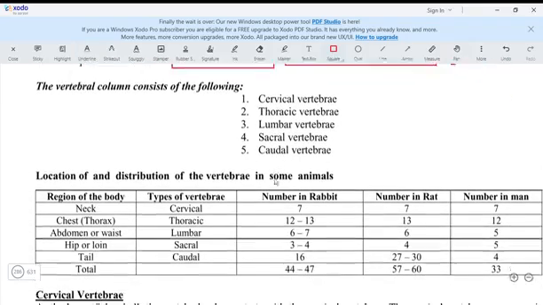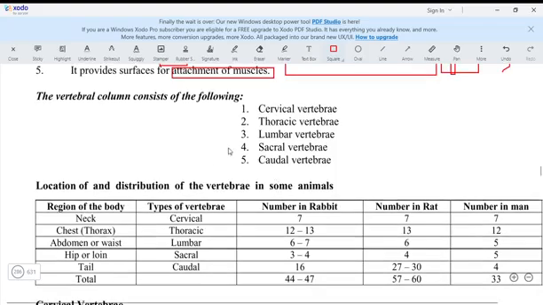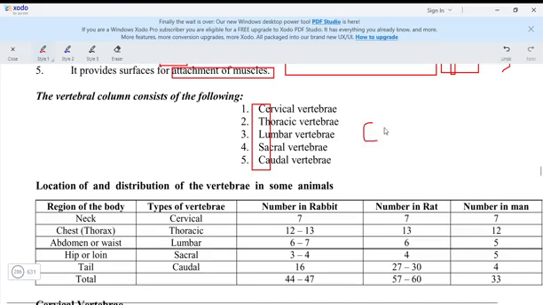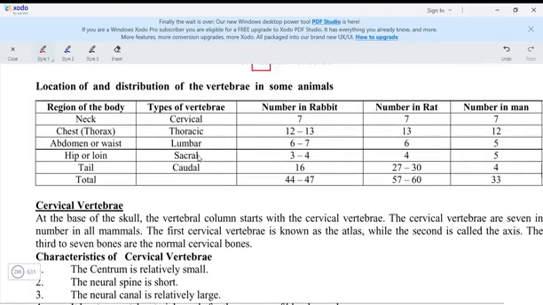Then the vertebral column consists of the following, so I've mentioned them. The cervical, thoracic, lumbar, sacral and caudal. If you want to remember them, you can use the spelling of cutlass: you put U here, you put A here, and you turn this C to S, that's cutlass. So this is cervical, thoracic, lumbar, sacral, then caudal. So these are the 5 vertebral column regions.